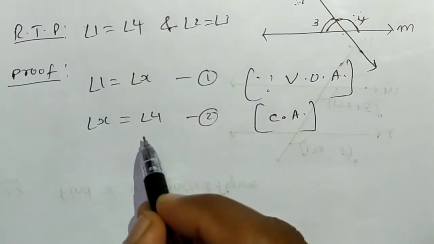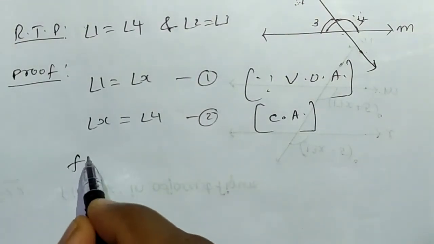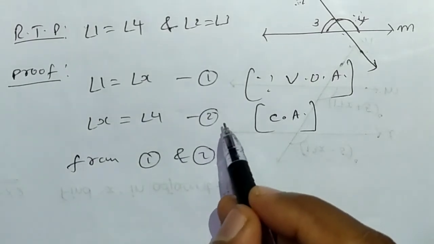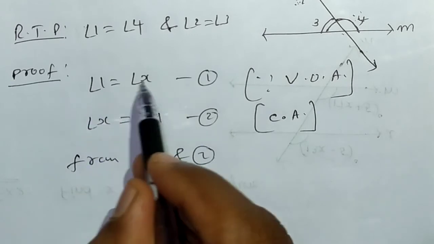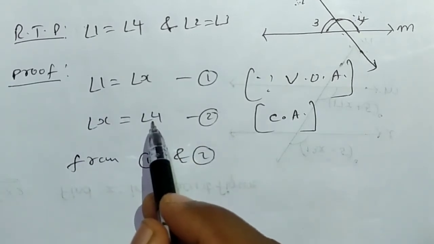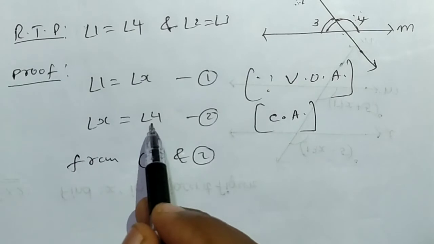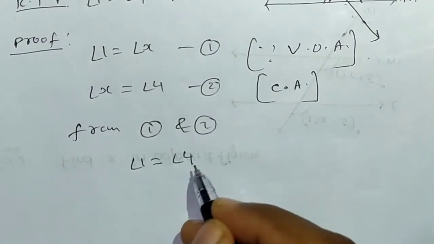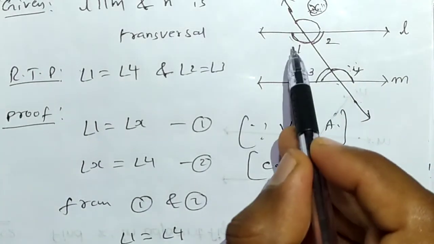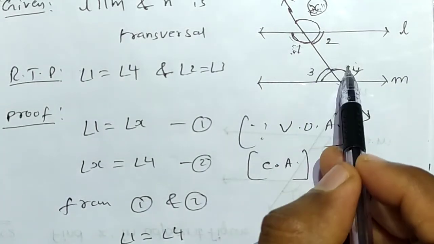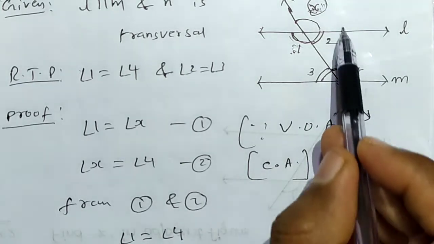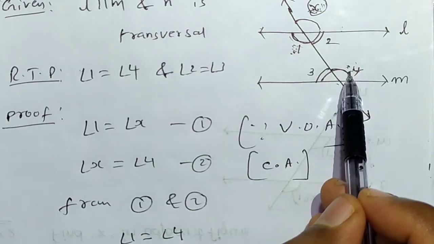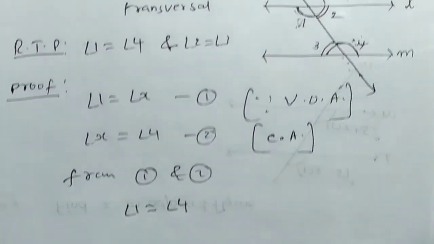Right? From 1 and 2, what do we get? From 1, angle 1 is equal to angle x. Then angle x is equal to angle 4. So from 1 and 2, we get angle 1 is equal to angle 4. These two are alternate interior angles. Interior means in between the two lines, as already discussed in the previous video. So alternate interior angles are equal.